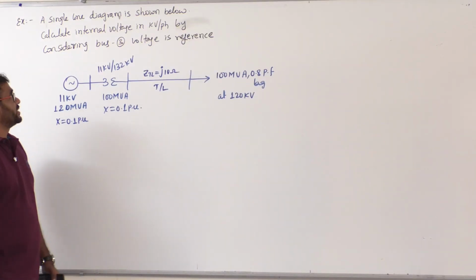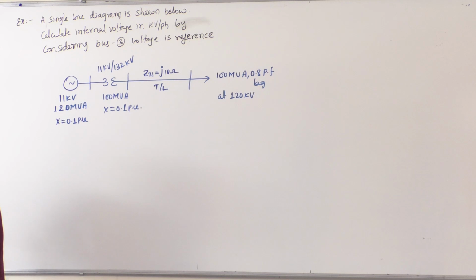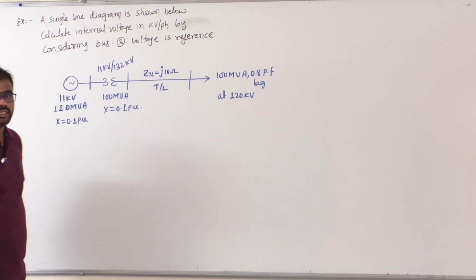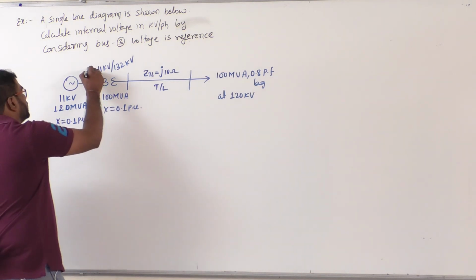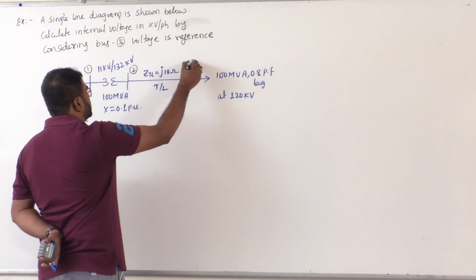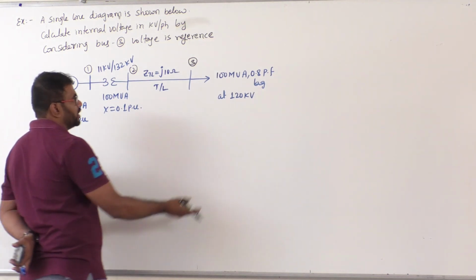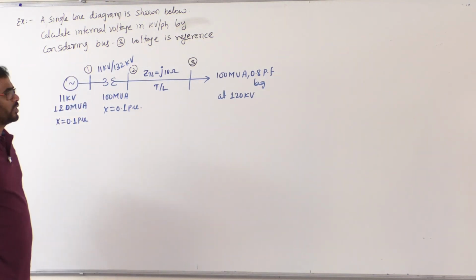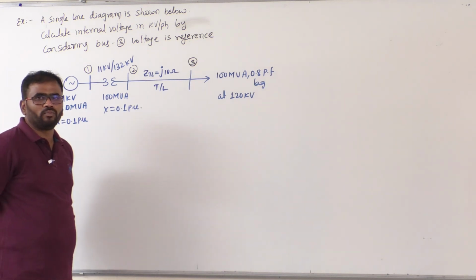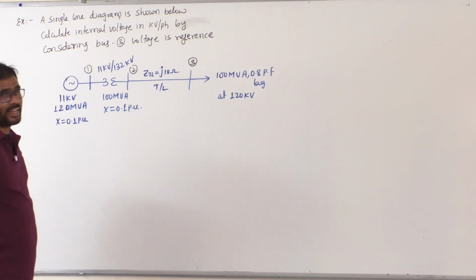Now coming to this example, a single line diagram is shown below. Calculate the internal voltage in kV per phase by considering bus 3 voltage is reference. He has clearly mentioned bus 3 voltage. This is bus 1, bus 2 and this is bus 3. Bus 3 voltage reference means 120 kV is our reference. Okay. So better to convert this into what? Per unit form, and finally we give the answer in actual form.